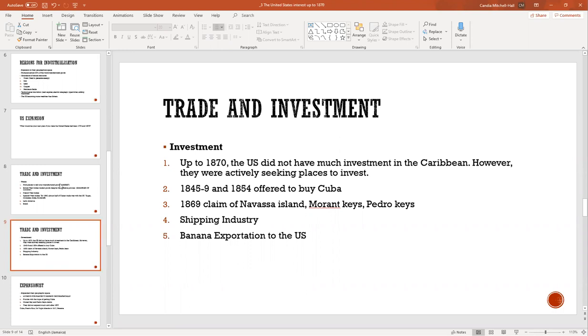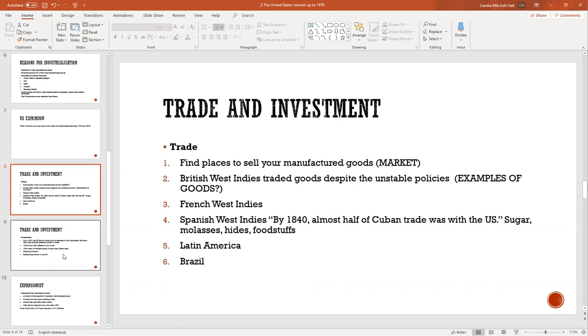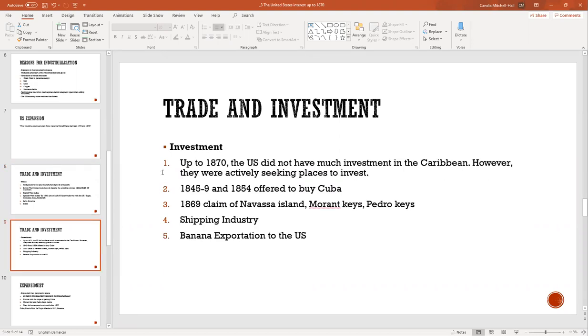Not only is the United States going to want places to trade, but they are going to look for places to invest. So they are going around in the Caribbean seeking to purchase different islands, seeking to capture different islands because they want to set up industries on those islands. They wanted those islands because they wanted trade. And so they offered to buy Cuba more than two times, in this period up to 1870, in 1849 and also 1854. So they went to Spain and they said, Spain, just like how you sold me Florida, sell me Cuba.